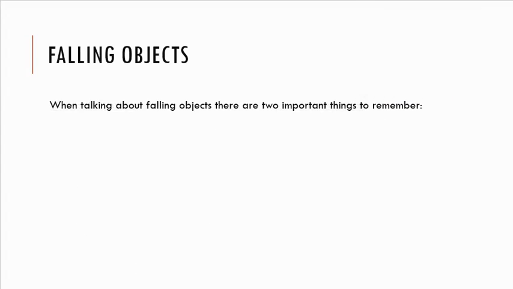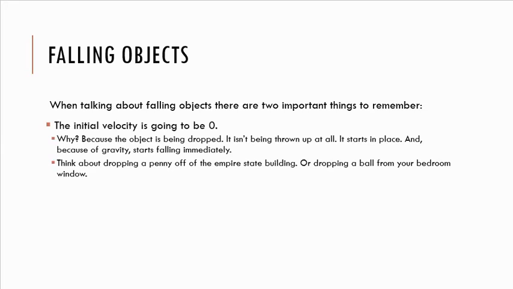When talking about falling objects, there are two important things to know before we start. The first thing is the initial velocity is going to be 0. Why is that? Because the object is being dropped. It's not being thrown up at all, so it doesn't have any velocity going upwards. It starts in place, and it's not being thrown down either.